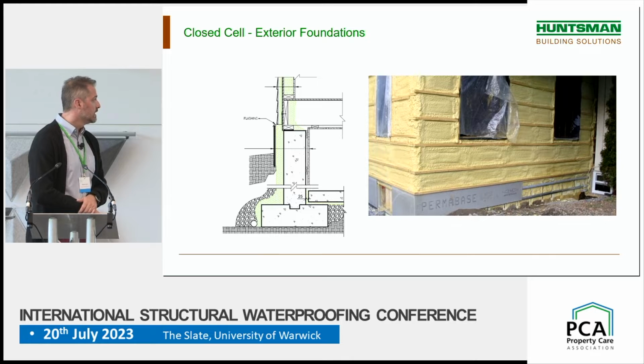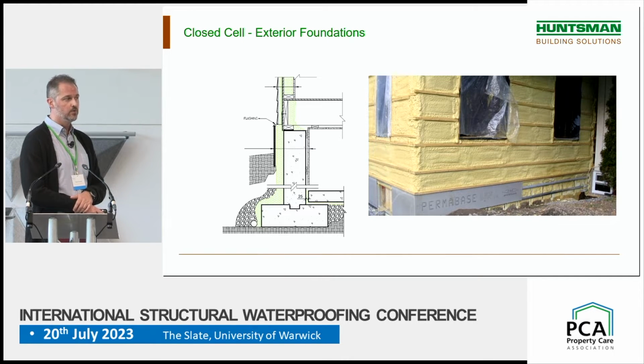And one question that we get often is how do we finish the above grade portion of the foundation wall? Usually, as you can see in the image on the right, we will install Z-girt directly on the foundation, spray the foundation, and then install a light cement panel with an acrylic coating to provide the exterior finish.